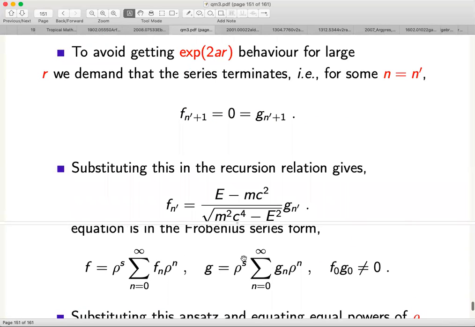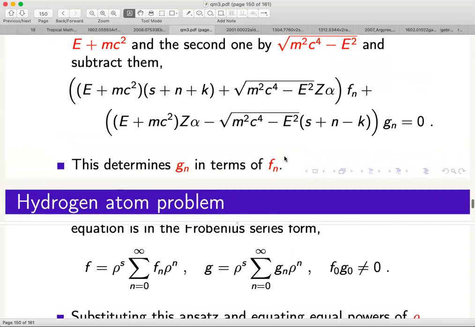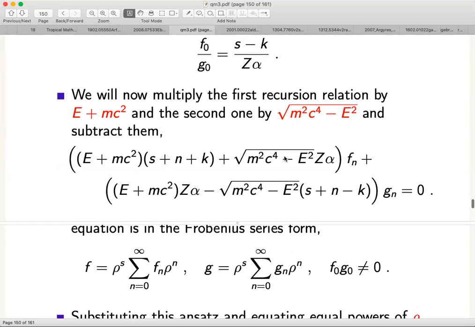We are choosing this as a form of the solution and putting it in. Typically, if you take this as a form and plug it in, you can determine all fn's and all gn's by solving this kind of recursion relation, or the other one that we have written down, which involves fn minus 1, gn minus 1.